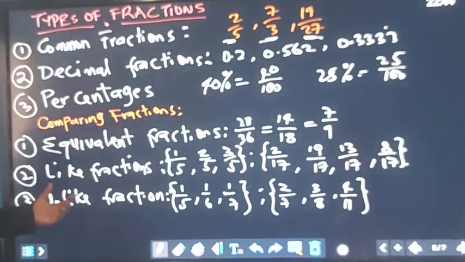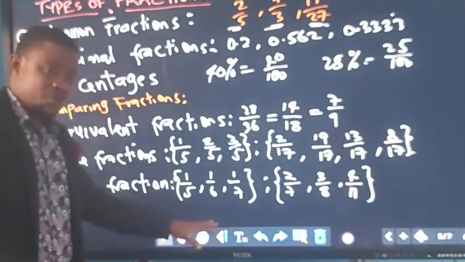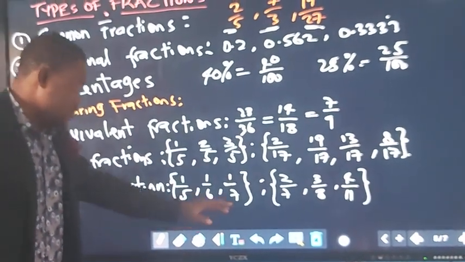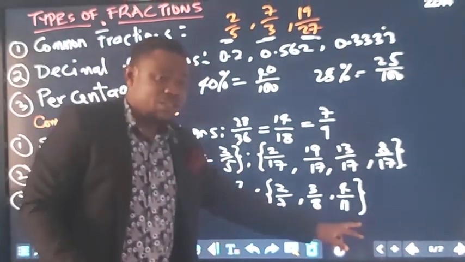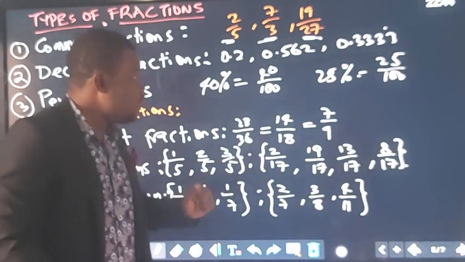Now what are unlike fractions? Unlike fractions do not have the same denominator. I have 1 over 5, 1 over 6, 1 over 7. These are unlike fractions: 5, 6, and 7. These ones, 7, 8, 9, 11, are also unlike fractions. Are you with me?